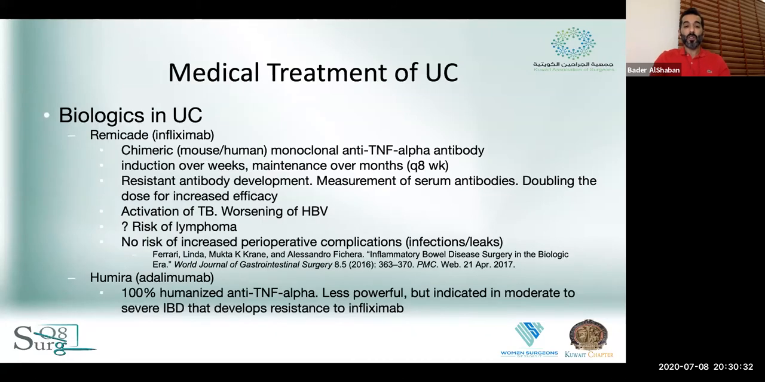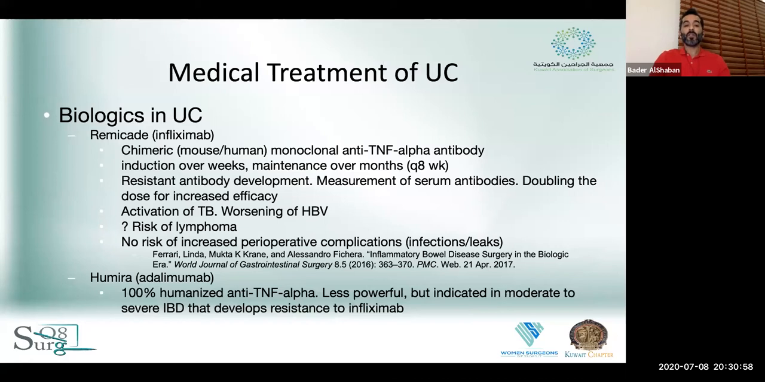Biologics are the gold star of IBD nowadays. Remicade, which is generically known as infliximab, is a monoclonal anti-tumor necrosis factor alpha antibody. It is a chimeric antibody, which means it was harvested from mouse and humans. It takes a while to induce it with patients, and it can take up to 2 months to induce it.